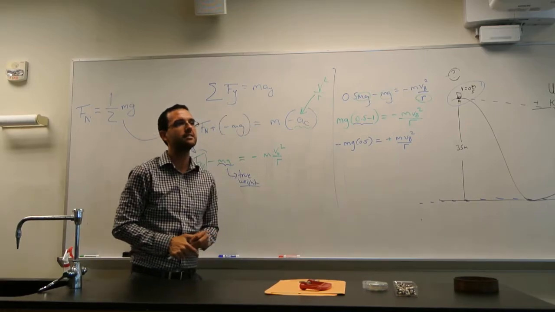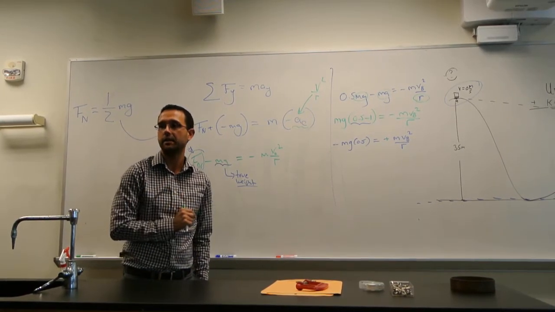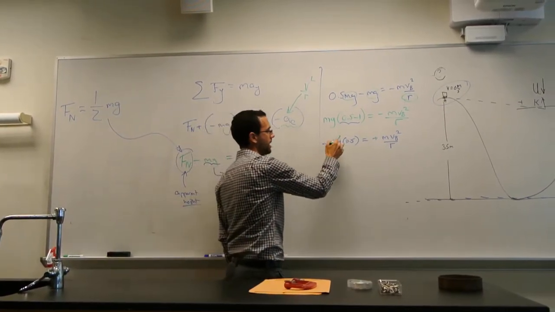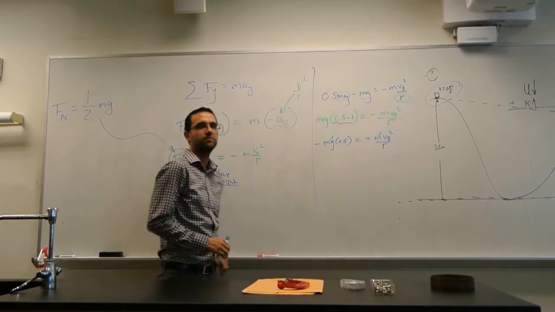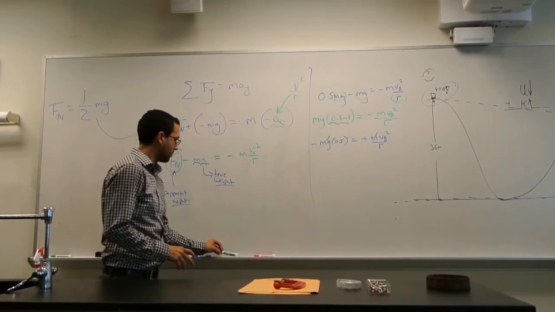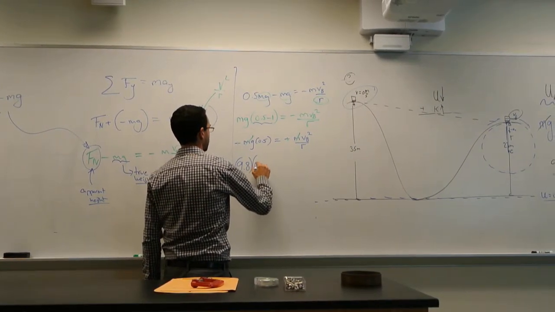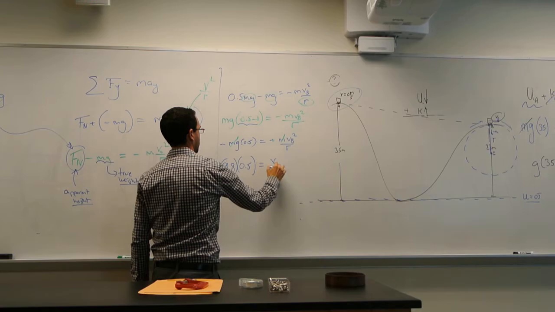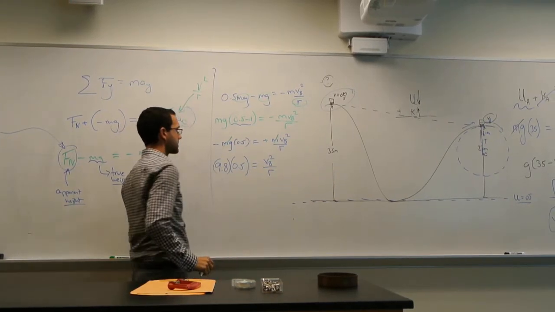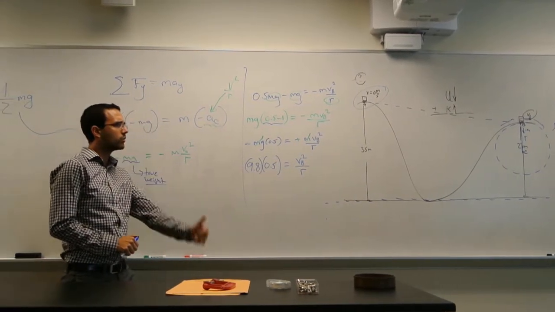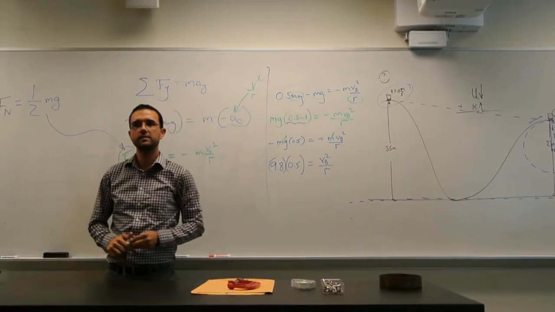Since m is a non-zero quantity, may I divide by it? Yeah. So when I divide by it, the masses cancel. So now I'm left with g, which is just 9.8, times 0.5, is equal to vB squared divided by the radius. But wait a second, don't I already know what the speed of the train is when it's at point B? I do, that's what I used energy for.